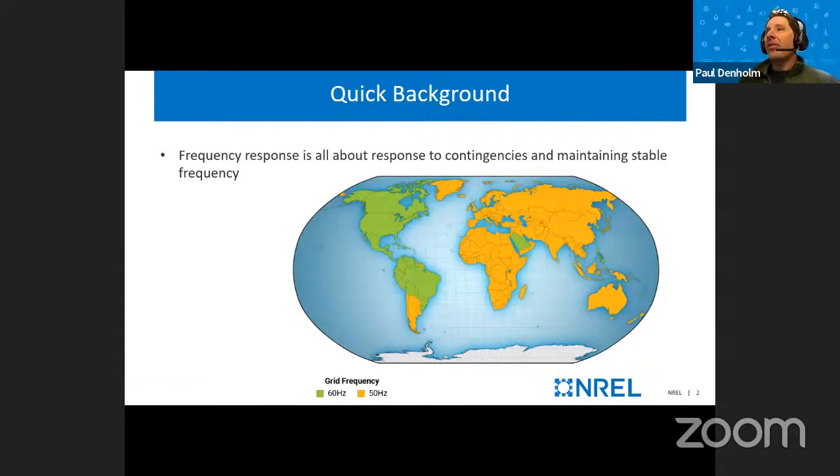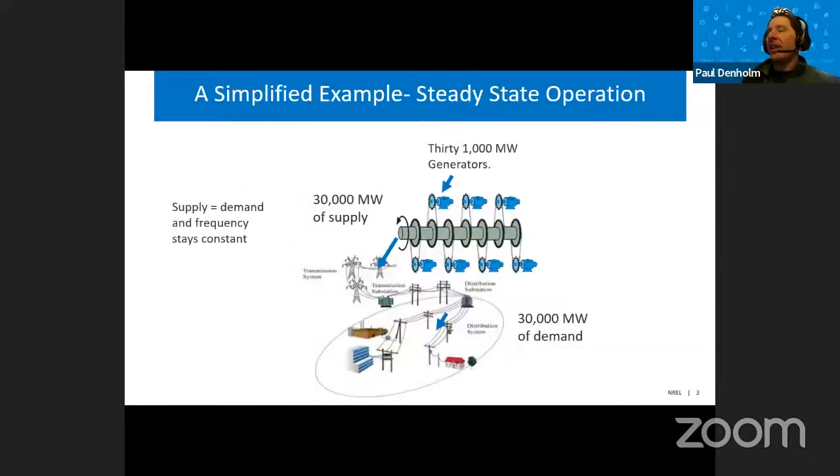And frequency response is all about maintaining this frequency, particularly under contingency situations. So what happens when something bad happens on the grid? How can CSP or all the other resources maintain that stable frequency within the tight tolerances needed?